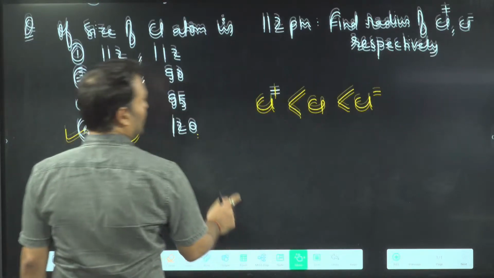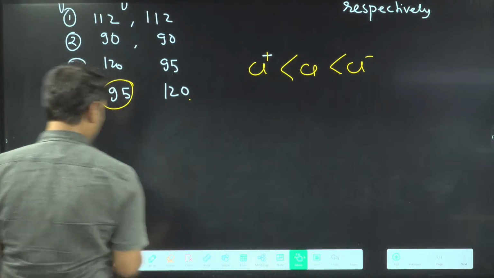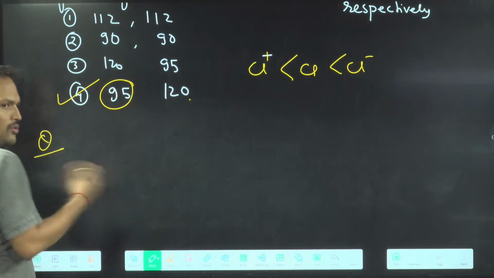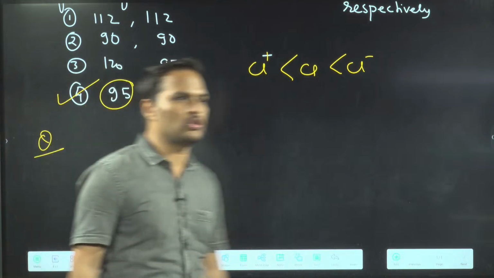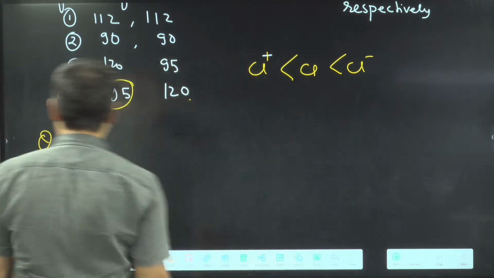Okay. Now come to the next part. Again we have one question like this. We are practicing some questions based on radius. What is the next question?